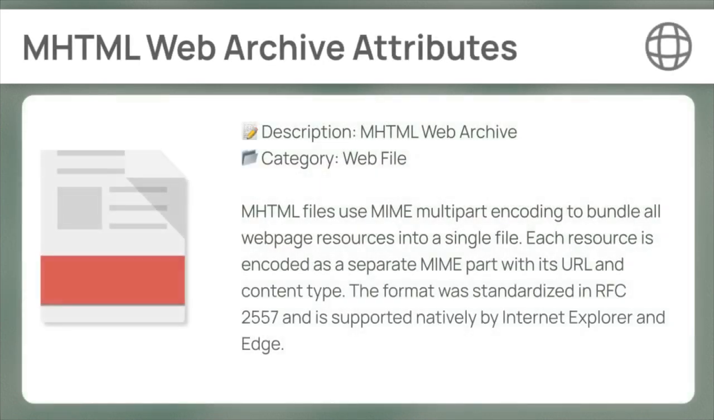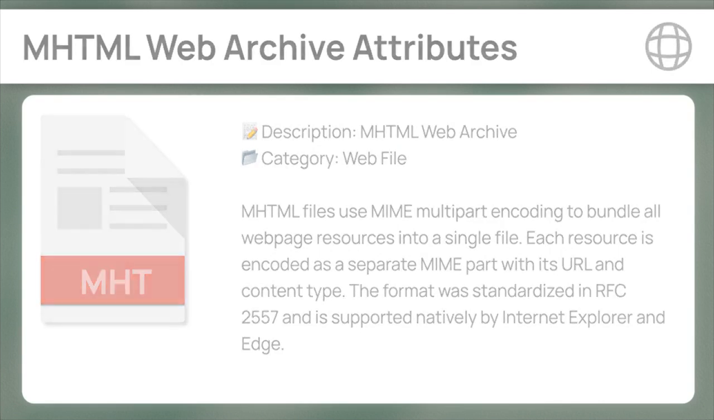MHTML files use MIME multipart encoding to bundle all web page resources into a single file. Each resource is encoded as a separate MIME part with its URL and content type. The format was standardized in RFC 2557 and is supported natively by Internet Explorer and Edge.